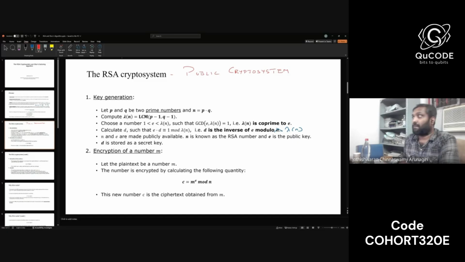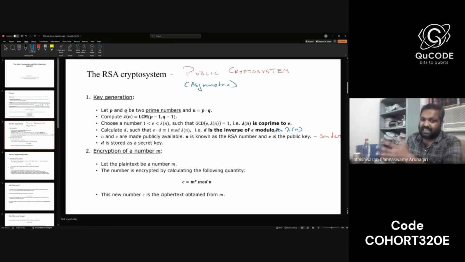So the public key is with any sender. For this reason, public key crypto systems are also known as asymmetric crypto systems. These are asymmetric because the receiver and sender have different information available to them and the modes in which they operate are different. So this is always with the receiver.